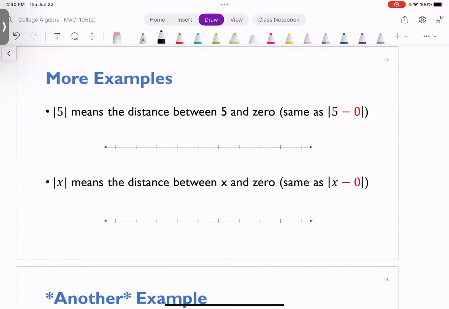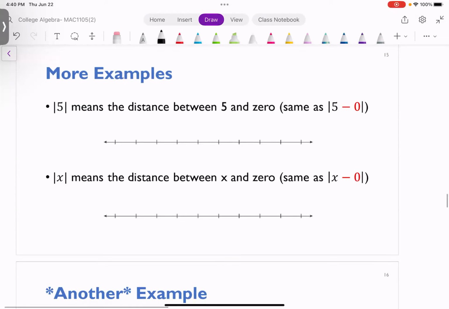Similarly, if I want to find the absolute value of 5, I'm just asking how many units away from 0 is the number 5. Here's 0. I'm just going to arbitrarily place it here. And I can go to the right 1, 2, 3, 4, 5 units to get to 5. The distance is equal to 5 units. So the absolute value of 5 is 5.